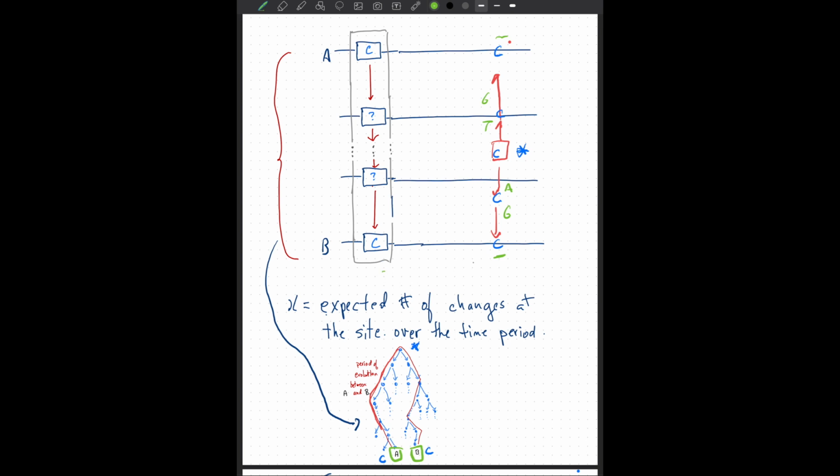Is it the one where it was C the whole time? Or is it one where it bounced around many, many times across the evolution? I don't know. But that certainly has something to do with the total length of evolution. It has something to do with the length of this whole path.